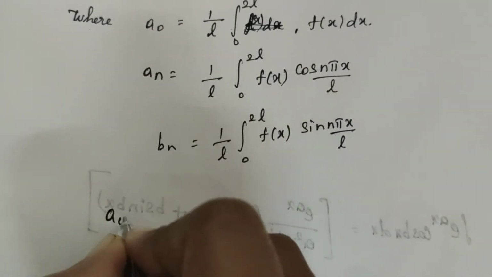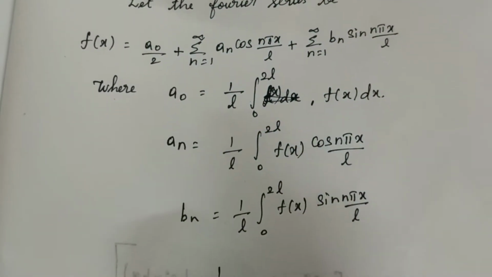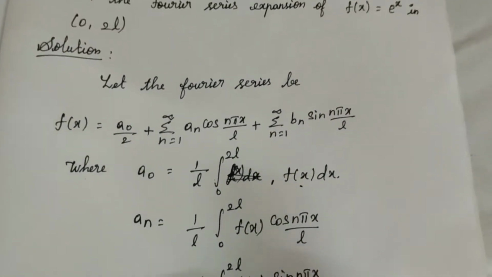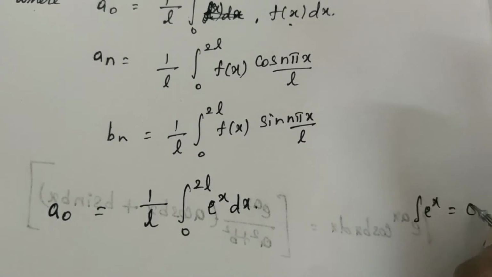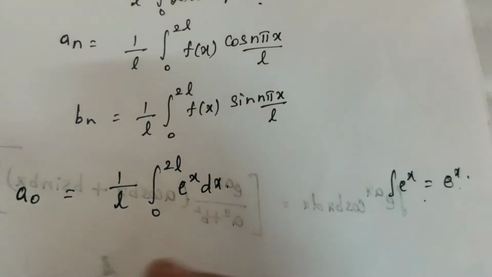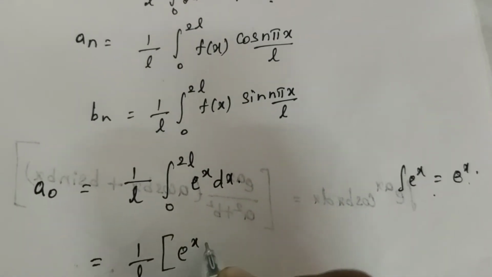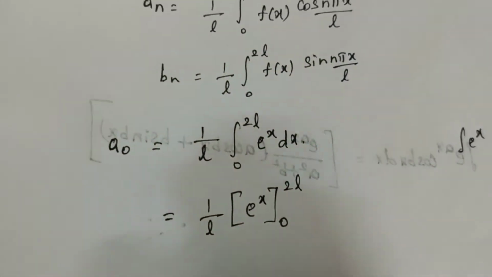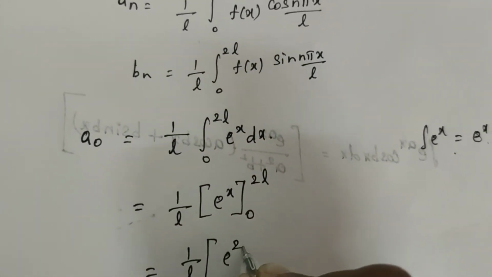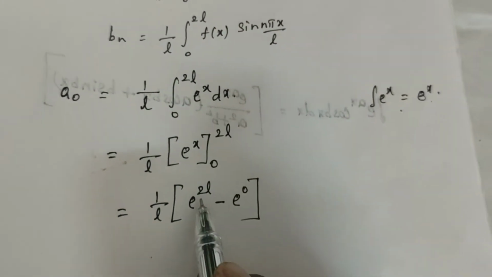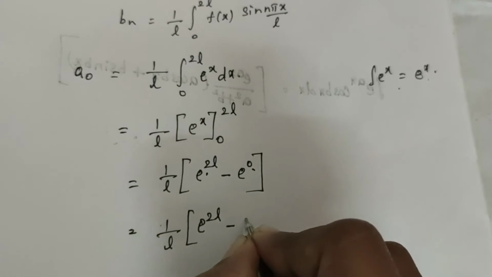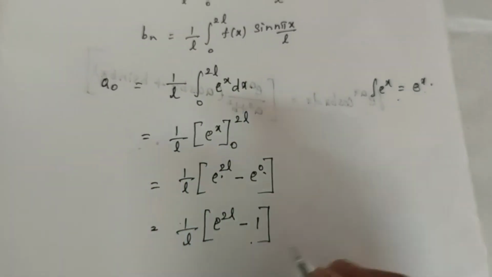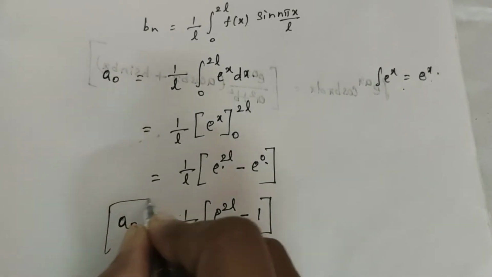Okay, so first, let's find a0. So a0 is equal to 1 by L, integral 0 to 2L, f of x dx. So f of x is e power x, and then dx. Integral e power x is e power x. So 1 by L, e power x from 0 to 2L. So, upper limit e power 2L minus lower limit e power 0, which is equal to 1 by L times e power 2L minus 1, since anything power 0 is 1. So this is a0.